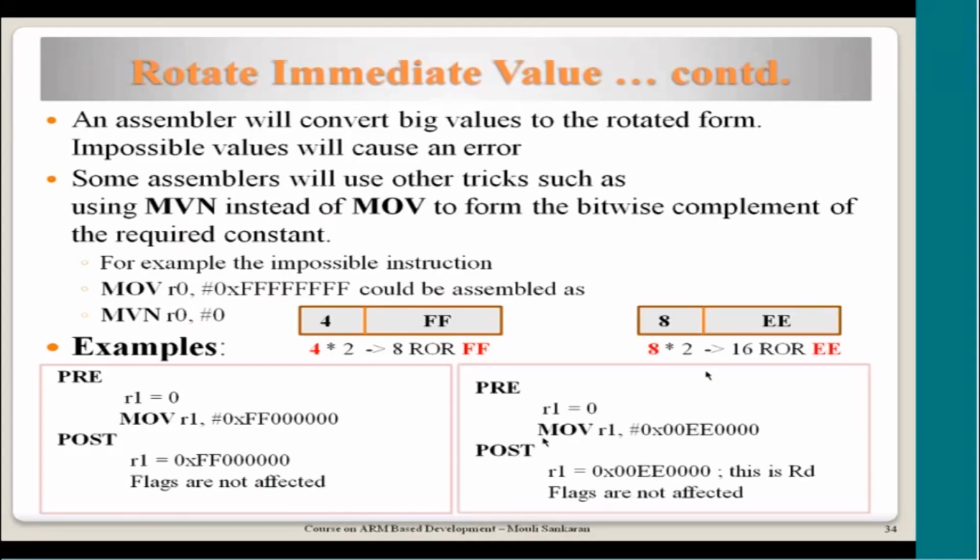And if it happens to be EE000, this EE will be put here and then how many times you have to rotate? EE will be here, it has to rotate right 16 times, then the EE will go out and come back again and sit here. Now 16 can be represented by 8 here, so it will be multiplied by 2 and then it will do a rotate right. I hope you understood this, and if you try it out multiple times, I am sure you will be able to appreciate this concept.